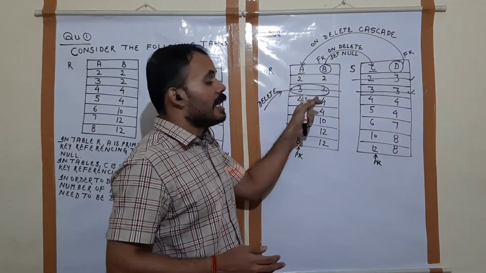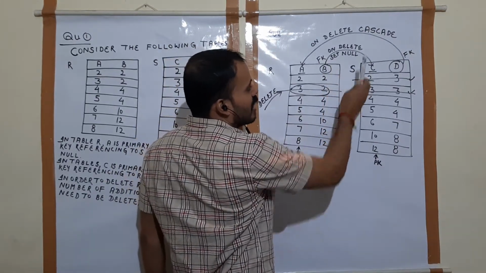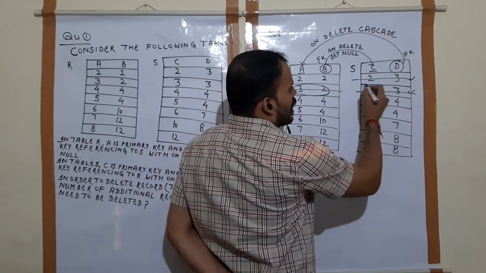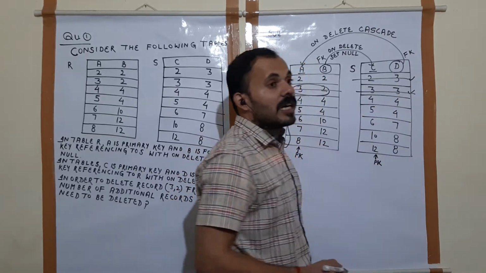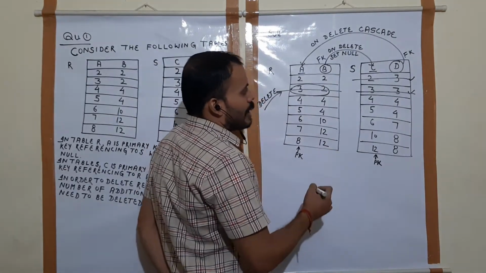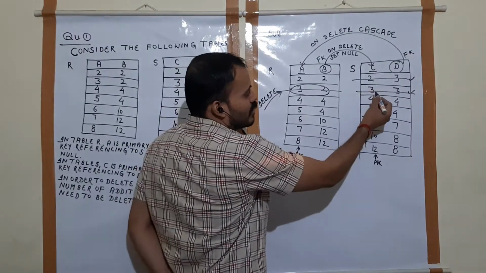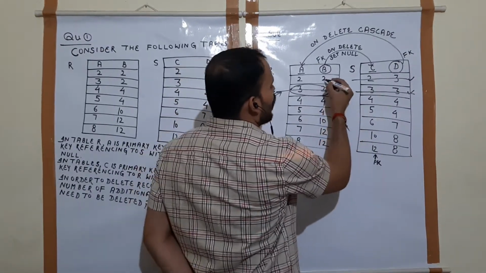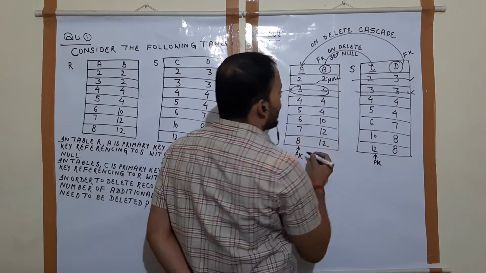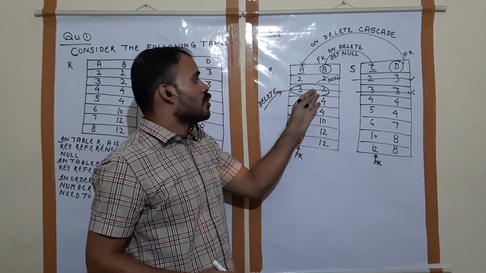Now, if we delete a record from the referenced relation S, the corresponding foreign key value is set null. Why? Because the integrity constraint is on delete set null. So if I delete these two records, 2, 3 and 3, 3, the corresponding foreign key value is set null, meaning wherever there is 2 and 3. See here, there is 2, so it is set null. Now there is also a 2, but we have already deleted 3 2, so we don't need to set null here.